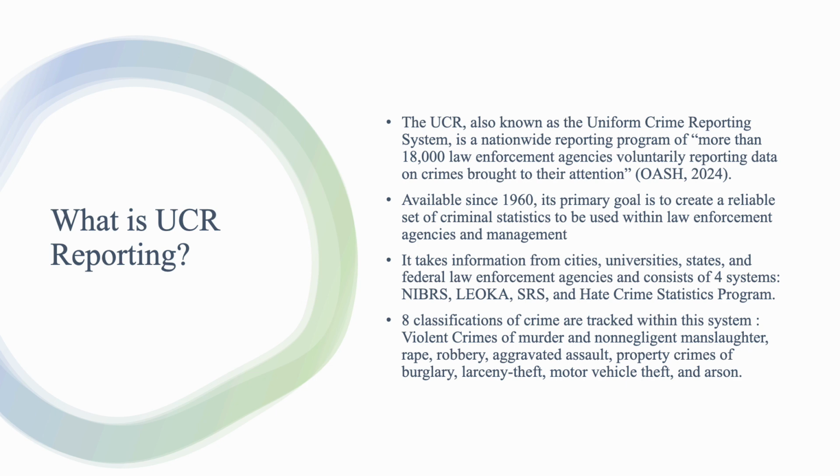This system takes information from cities, universities, states, and federal law enforcement agencies, and it consists of 4 different systems. This is the NIBRS systems, the LEOCA systems, the SRS, and the Hate Crime Statistics Program. This system divides crimes and incidents into 8 classifications, and they are tracked within the system. These are violent crimes of murder and non-negligent manslaughter, rape, robbery, aggravated assault, property crimes of burglary, larceny, theft, motor vehicle theft, and arson.